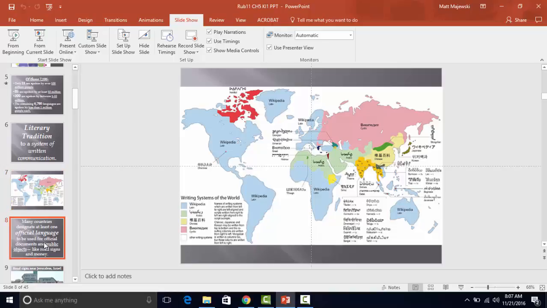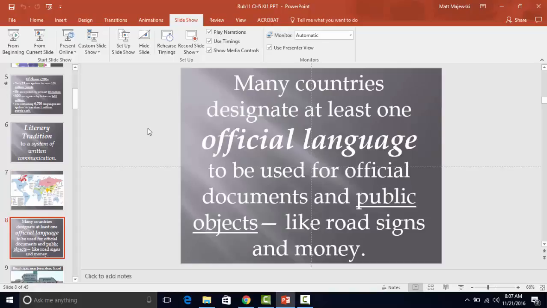All right. Many countries designate at least one official language to be used for official documents and public objects like road signs and money. The United States does not have an official language. That's why you'll notice that oftentimes our documents are provided in multiple languages. But that's unusual. Most countries do have an official language.